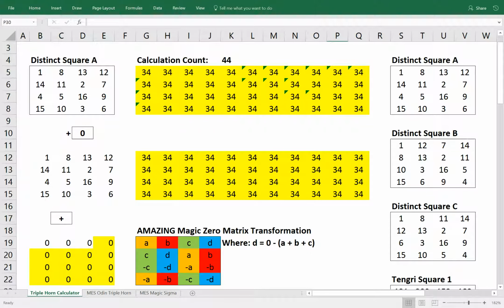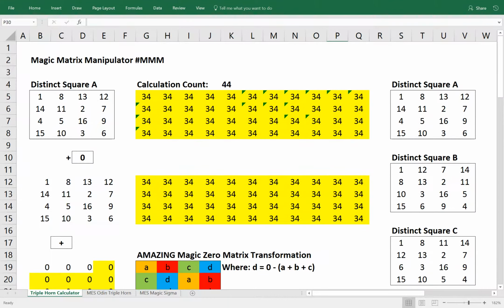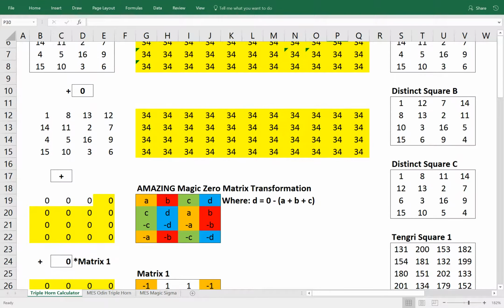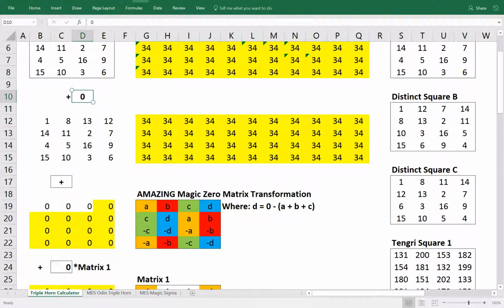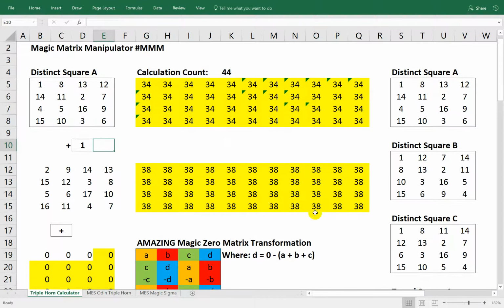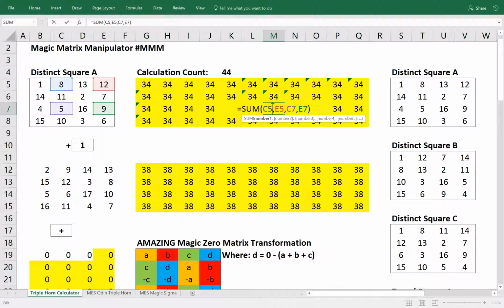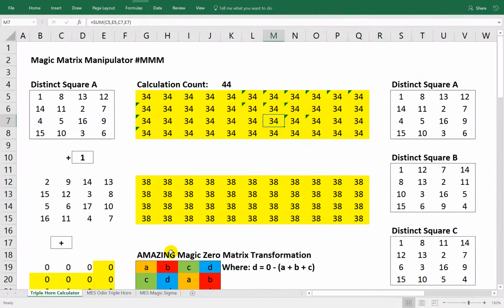So here's distinct square A, and basically what I did was, whatever number you add, if you add 1 here, all you're going to do is add by 4. So that's going to be the magic square of 38 there. And as you can see here, these are all the calculations. This one is summation over there. I have a bunch of these, and this one's summation across like that. Let's see what this one is. Yeah, that's 4s. They all add up to 666, well, 34 in this case, but 666 in the Tengri cubes.